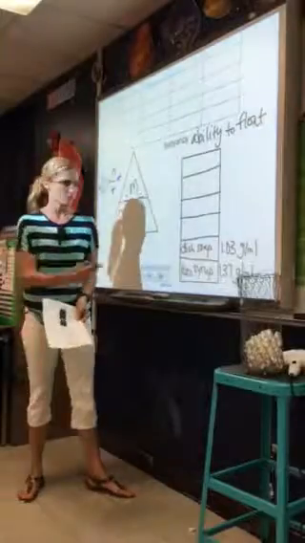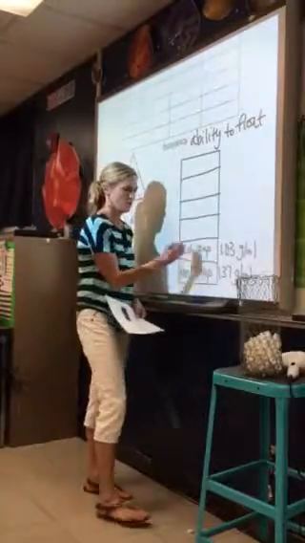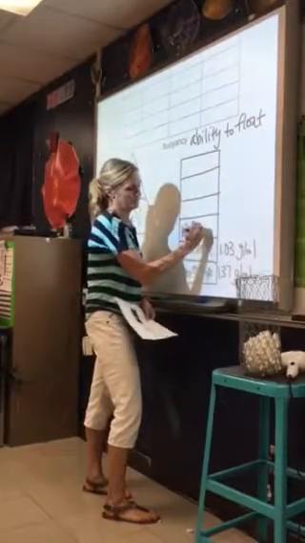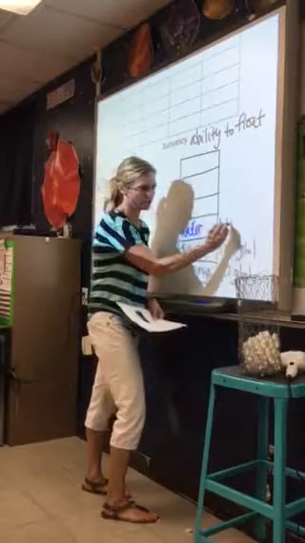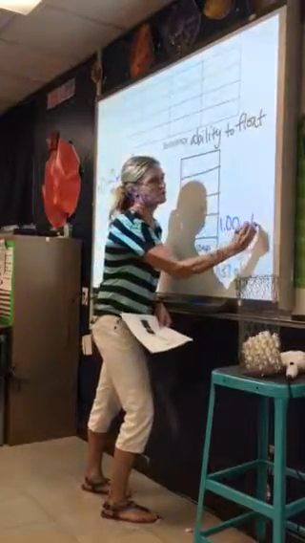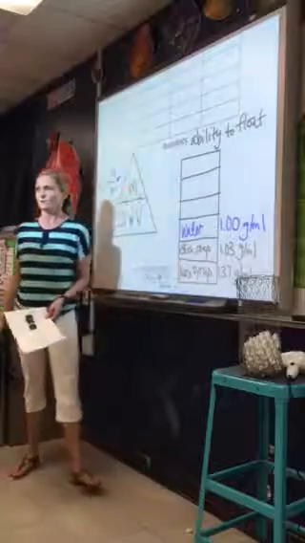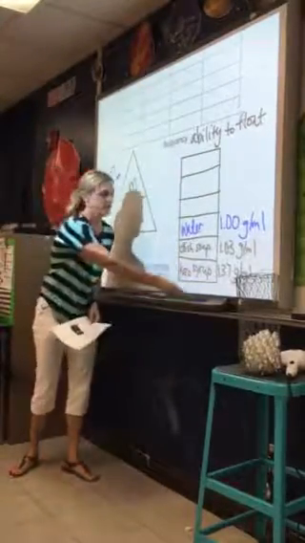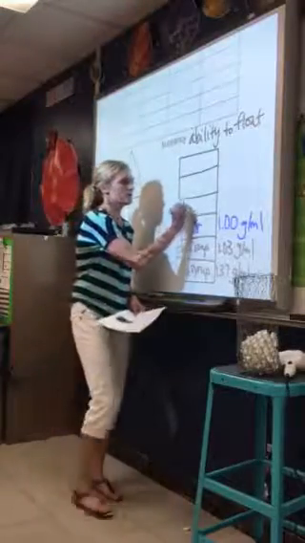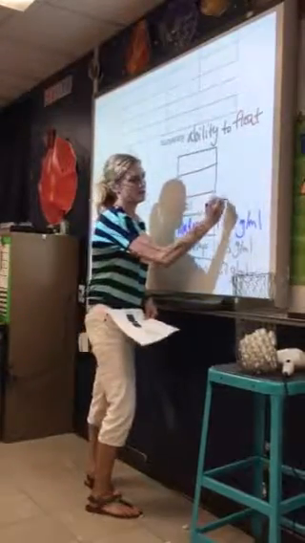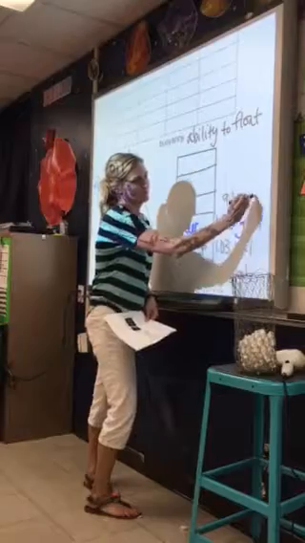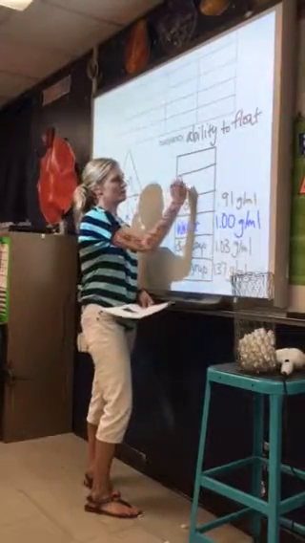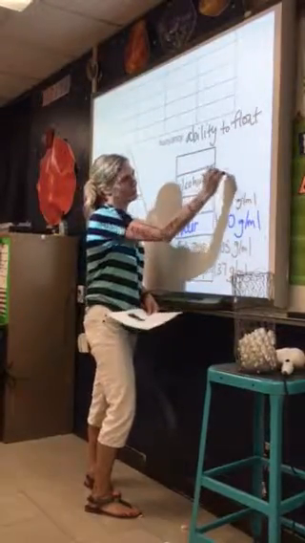Then on top of that we had the water. I'm doing this in a different color because this one's pretty important. You have to remember the density of water. It's pretty easy, it's 1. On top of the water, we had the oil, which was 0.91. And then we had the alcohol, which was 0.87.